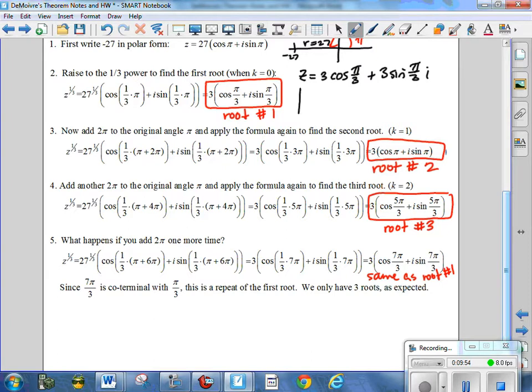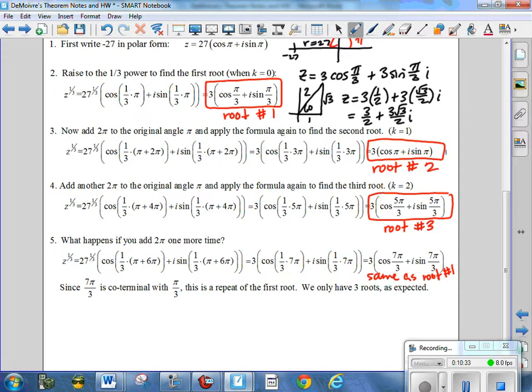So I make my little triangle. My angle pi over 3 is the same as 60 degrees here. So I have a 30-60-90 triangle. Opposite 60 would be square root of 3, opposite 30 would be 1, and the hypotenuse would be 2. So cosine of pi over 3 would be 1/2. Sine of pi over 3 would be square root of 3 over 2. So z is equal to 3 times 1/2 plus 3 times square root of 3 over 2 i, or 3/2 plus 3 square root of 3 over 2 i.